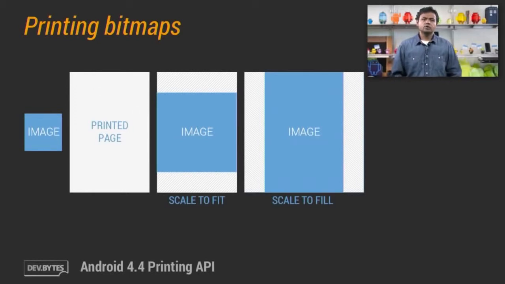Now, if you want to print a bitmap, it's actually very easy to do this. With very little code, you can print out images. And the only option you have to think about is whether you want the printed output to scale to fit or scale to fill the actual printed page.